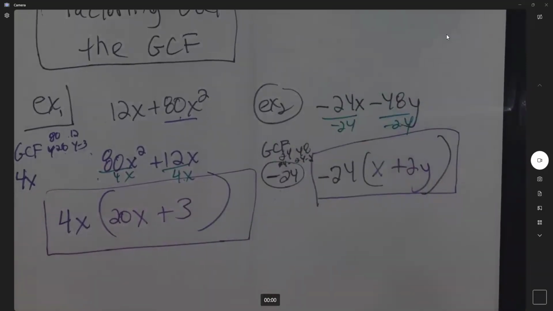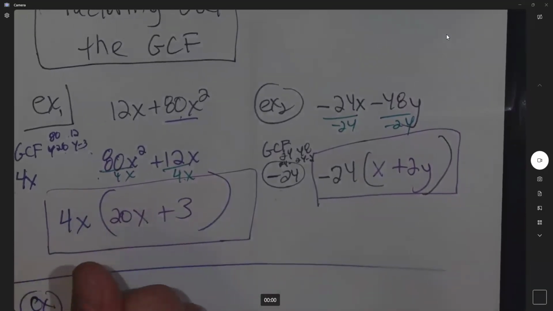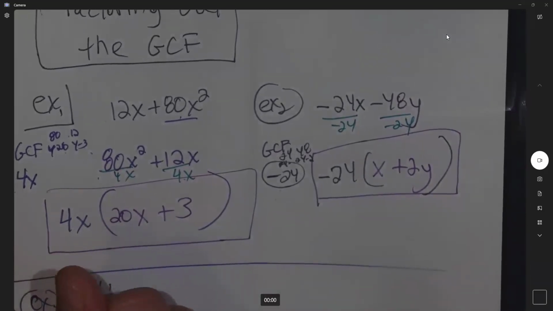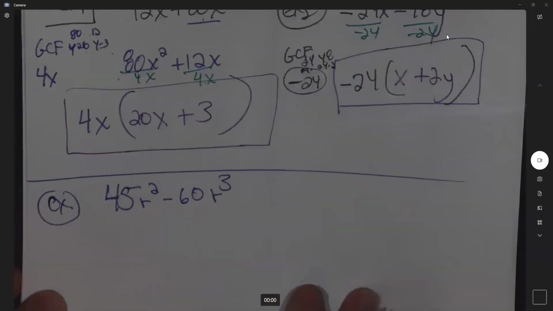which is the whole goal. All right, let's look next at example 3, which will be we're actually going to do 45r squared minus 60r cubed.